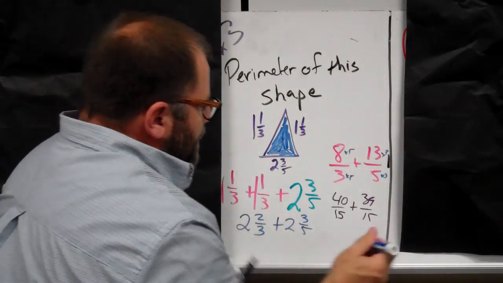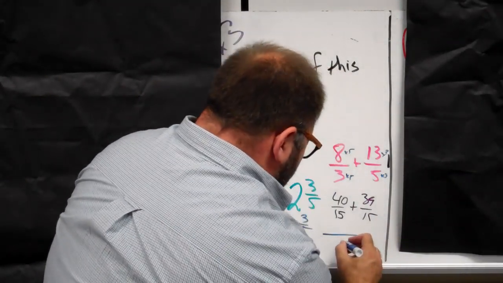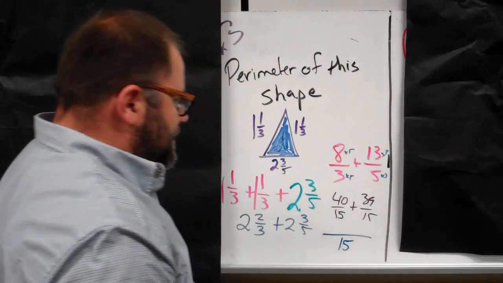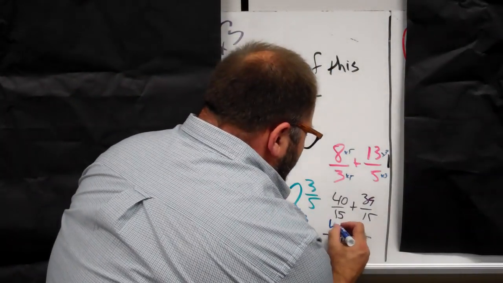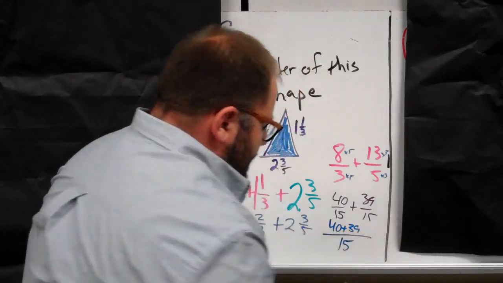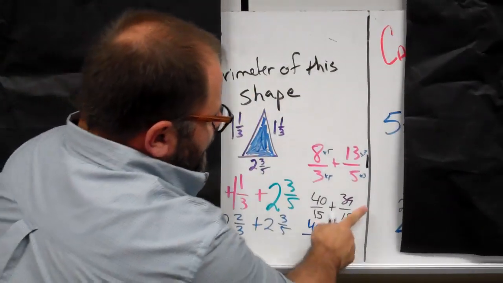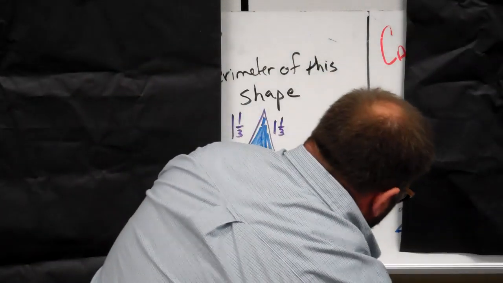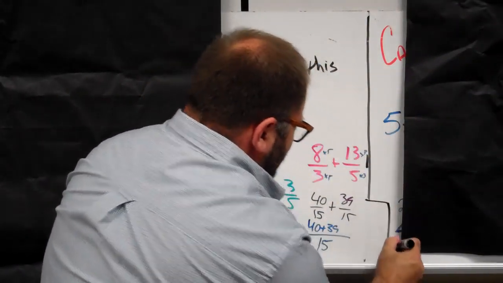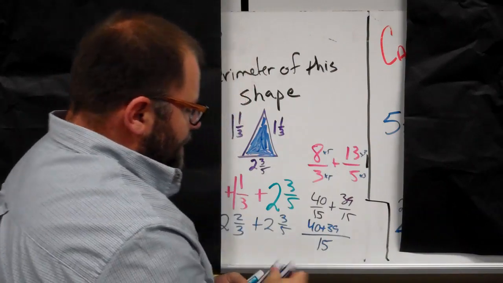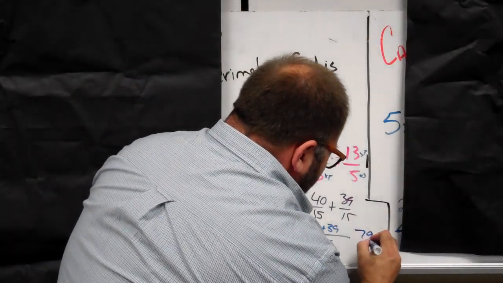Set up my dance floor, and just like you do, I'm going to keep writing smaller and smaller and not get a new piece of paper. Then I have 40 plus 39 over 15. I'll move it over a little, erase the black line, and put a new one, because this is what you would do too. Which equals 79/15.